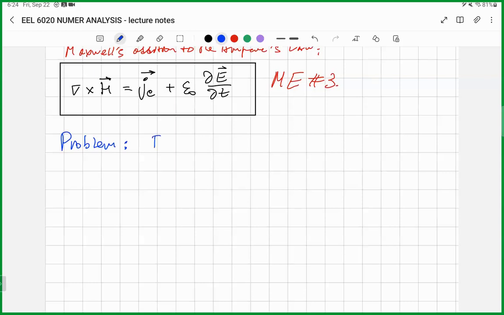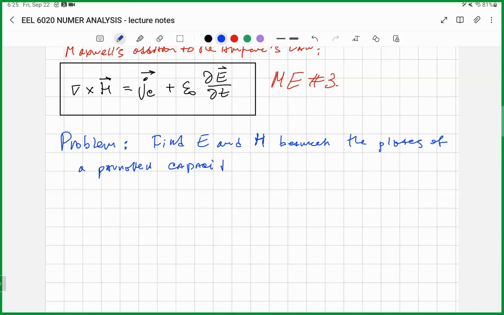So let's find the electric and magnetic field inside, or let's say between the plates of a parallel capacitor. Of a parallel capacitor.